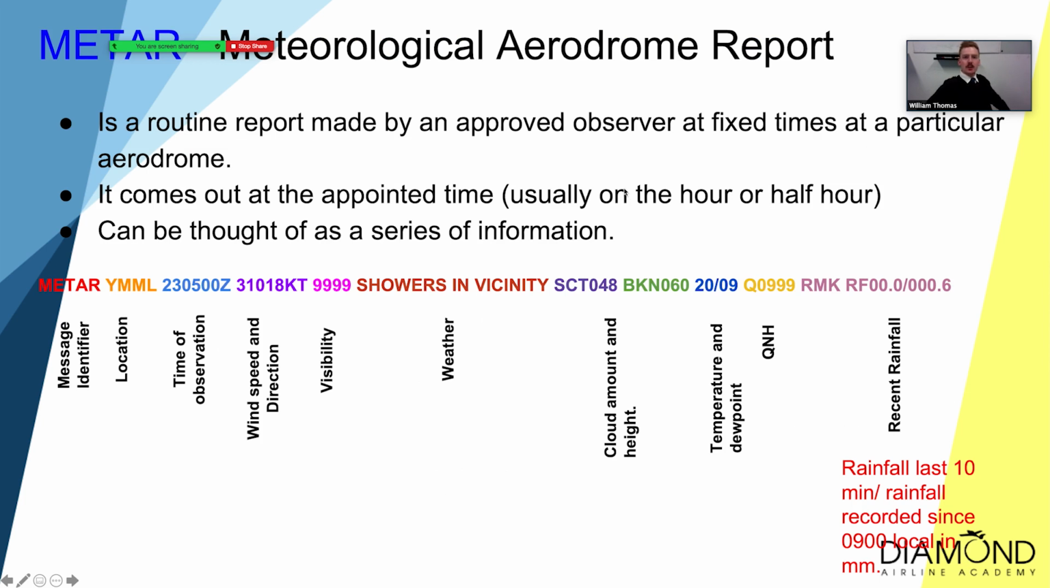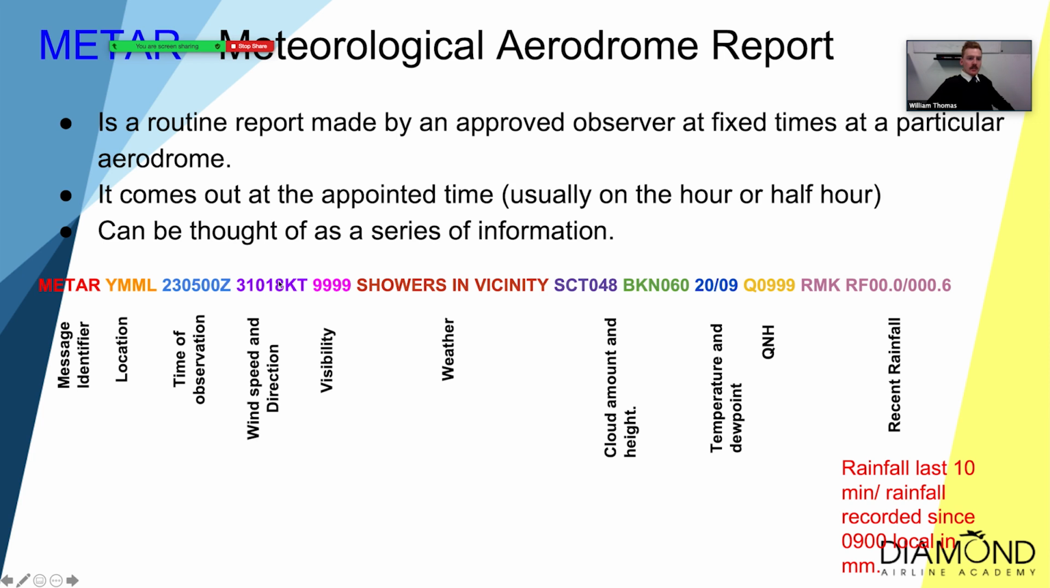All right, METARs, Meteorological Aerodrome Reports. Routine report made by an observer at fixed times at a particular aerodrome, for instance, Moorabbin. Comes out at the appointed time, usually on the hour or sometimes on the half hour, and can be thought of as a series of information. So let's go through.